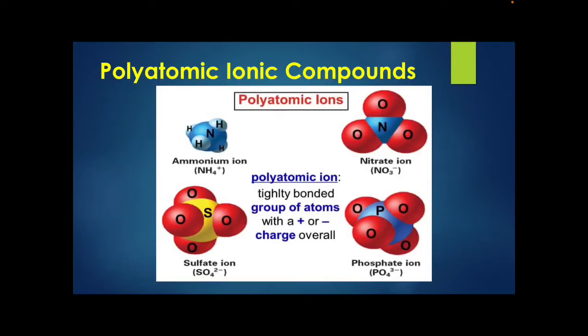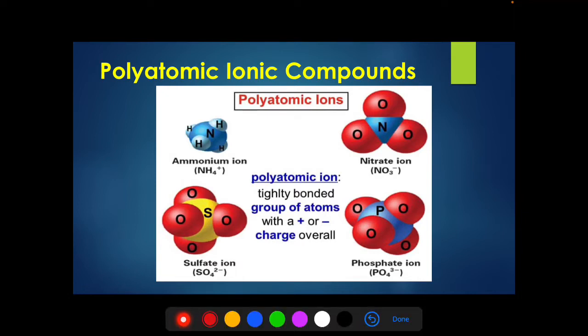We're going to continue today talking about ionic compounds. But along with our ionic compounds, we're going to also include something called polyatomic ions. Poly means many, so a polyatomic ion is a tightly bonded group of atoms with a positive or negative charge overall. Let's look at something called the ammonium ion.